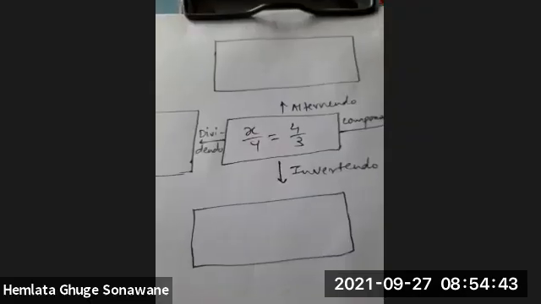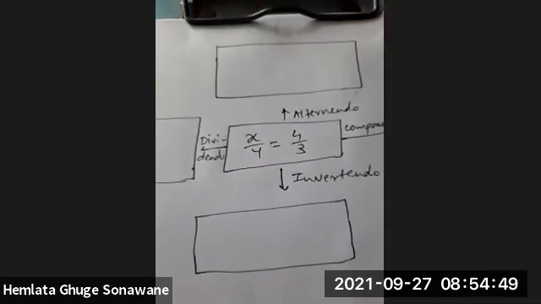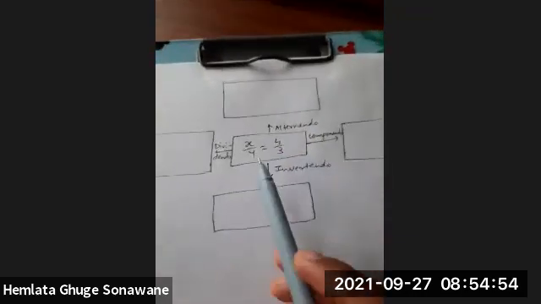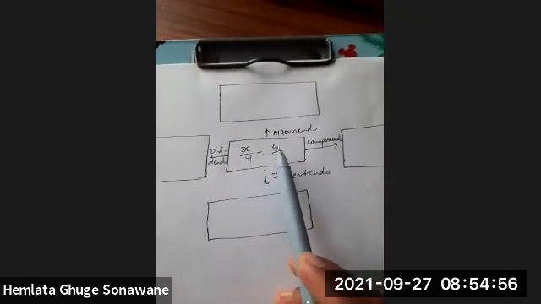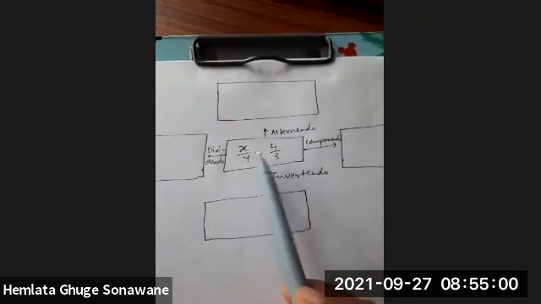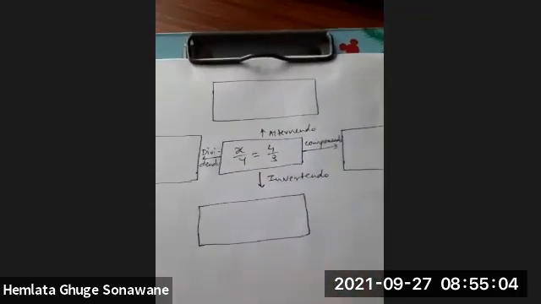Today we are going to do more examples based on topic 4, that is ratio and proportion. Now the first example is x upon y is equal to 4 upon 3. How will we write down this example by applying the property of alternando?